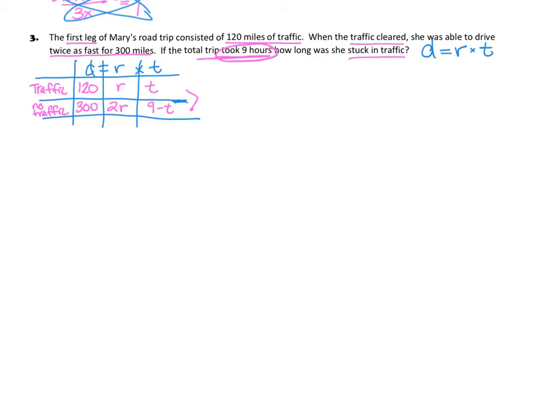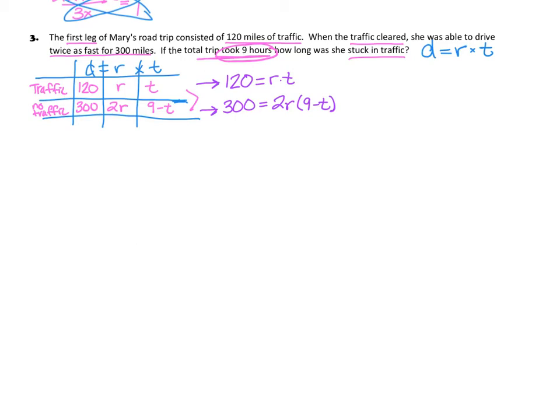Okay, so the point of this table is to help me set up two equations. So I'm basically going to have a system. My first equation is going to be distance, which is 120, equals rate times time. My second equation is going to be the same thing, but now it's 300 equals 2r times (9 minus t). Don't forget the parentheses. All right, so now I have a system of equations. I have two equations and two variables.